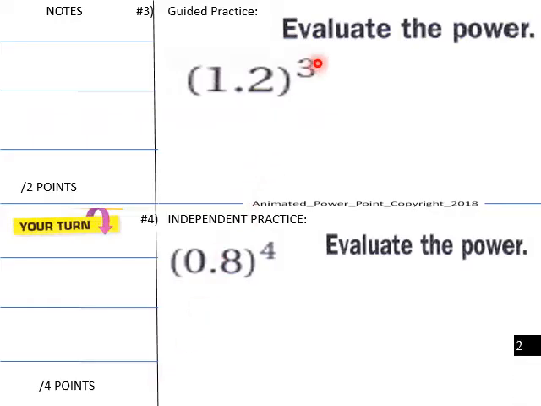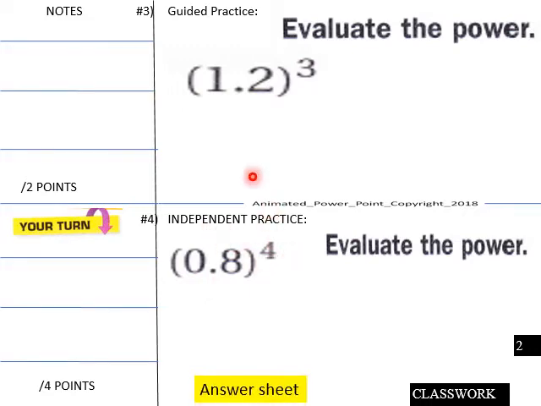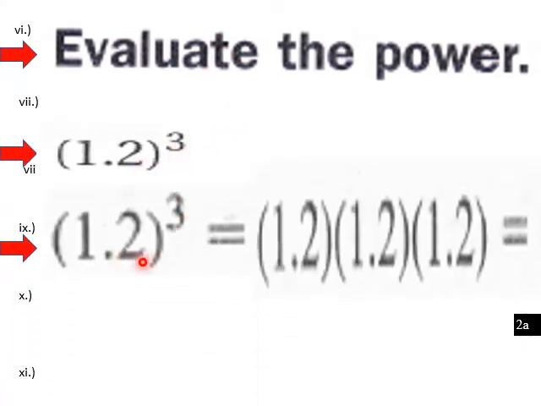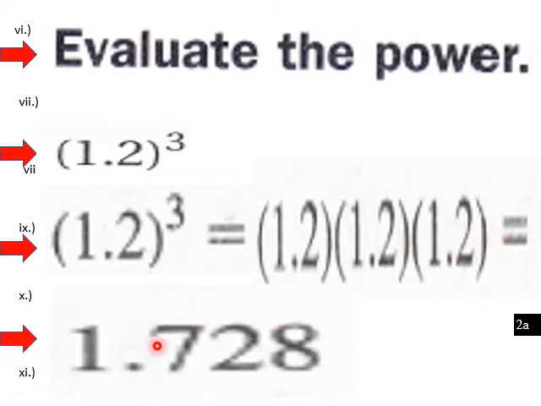0.064. So let's evaluate this power. 1.2 to the third power will be our guided, and then 0.8 to the fourth power will be your independent. Let's do guided first. So 1.2 to the third power is the same thing as 1.2 times 1.2 times 1.2 equals, what does that equal? 1.728. You can do that on your calculator.